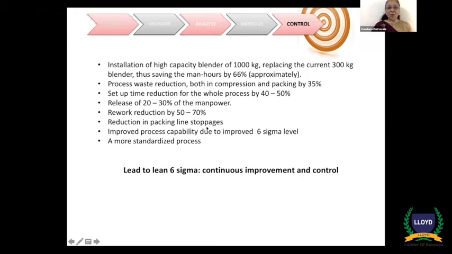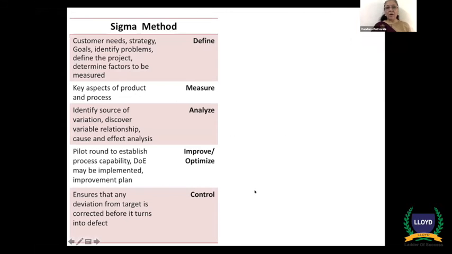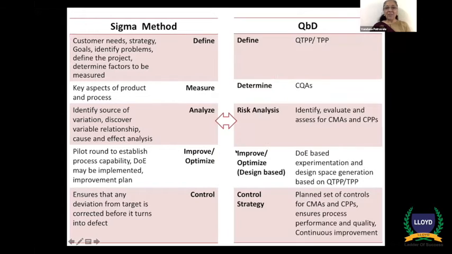So all in all, there was improved process capability due to improved Six Sigma level, because they understood which are those parameters which we need to really critically control in order to give a more standardized process. So this leads to lean, Six Sigma, continuous improvement and control. I hope you understood the basic steps now of the Six Sigma method of DMAIC. Now, look at what is QbD.